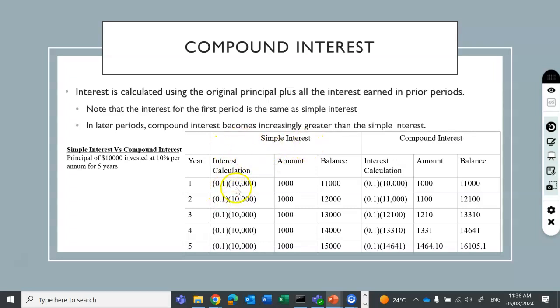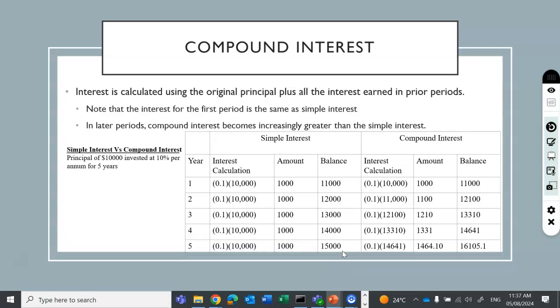what you will get is, in the first year, 10% on that $10,000, which is $1,000. The second year also you will get 10% on 10,000, which is 1,000. And the third year, fourth year, fifth year, you will get the interest on $10,000. That is the principal amount only. So your total amount at the end of 5 years will be 15,000.